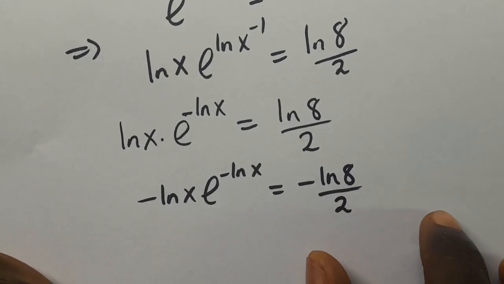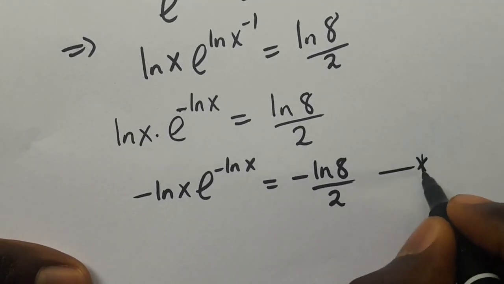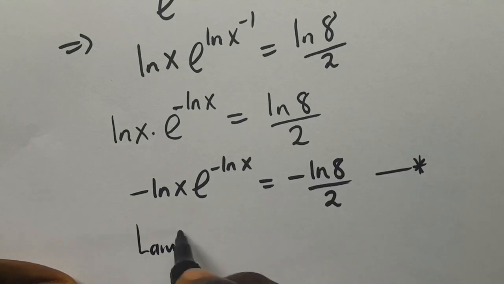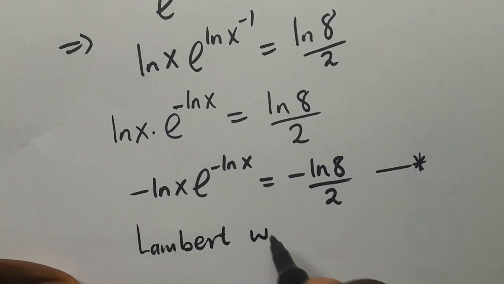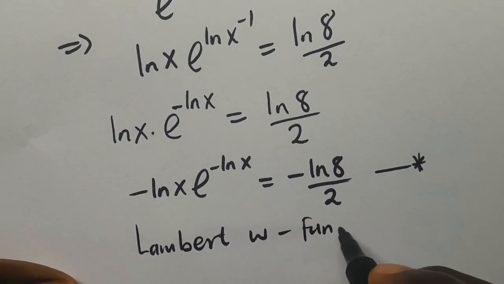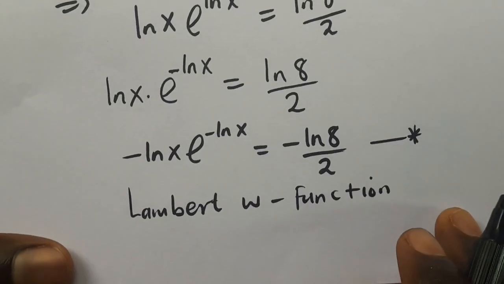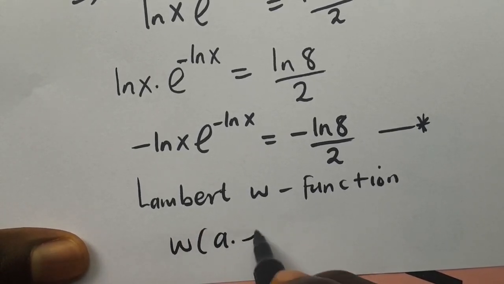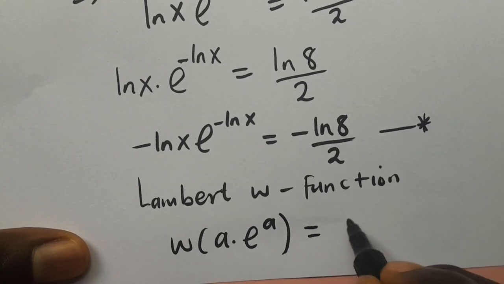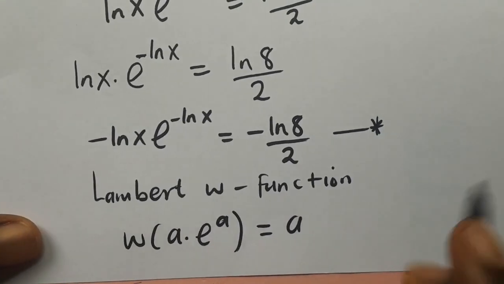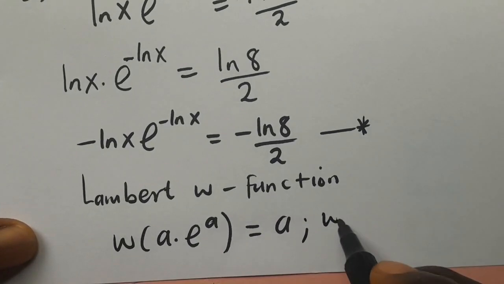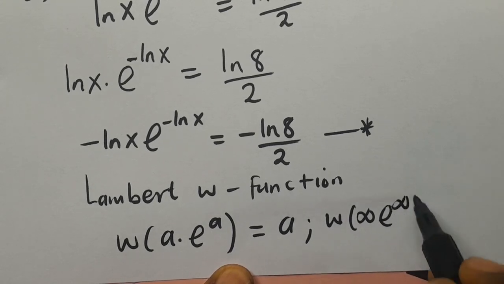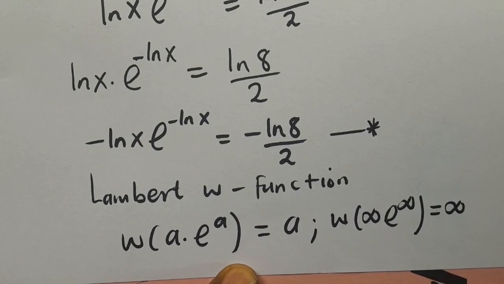Now, at this junction, let's note this expression. Then we call from something we call the Lambert W function. That one says that when you have the Lambert W function of a multiplied by e to the power of a, the output will be a. That is, when you have the Lambert W function of fish, then multiplied by e to the power of fish, this will give you back your fish.